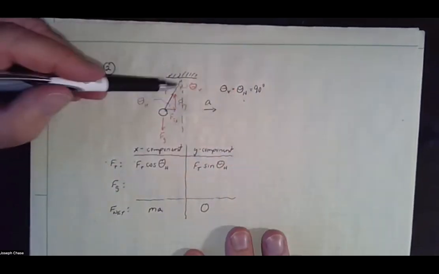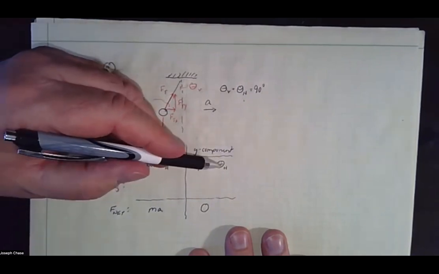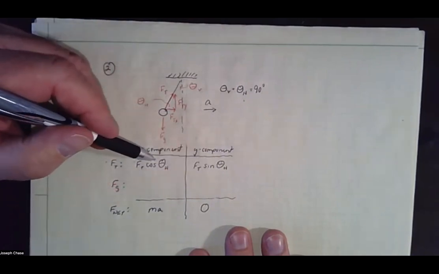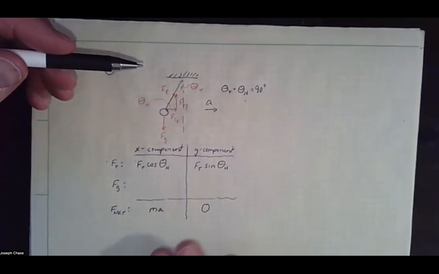You can see that if there was no acceleration, it'd be hanging straight up and down, and then theta h would be equal to 90 degrees, and the sine of 90 is 1, and the cosine of 90 is 0. So there wouldn't be any horizontal component. Then the tension would just be equal to the weight. But now the tension has to be more than the weight because it's doing two things. It's keeping it from falling, and it's also getting it to accelerate.